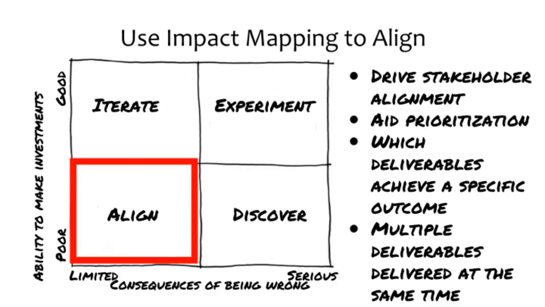An example is an organization that has several decision makers competing for limited resources. In this context, you can use an impact map to drive stakeholder alignment and aid prioritization. You gather your stakeholders around an impact map to discuss the various deliverables that will help achieve a specific outcome and determine which ones will play the biggest part. In this case, multiple deliverables from the impact map can be delivered at the same time, and you aren't as concerned about the impact of any one particular deliverable. The impact map can be a big picture view in these cases.